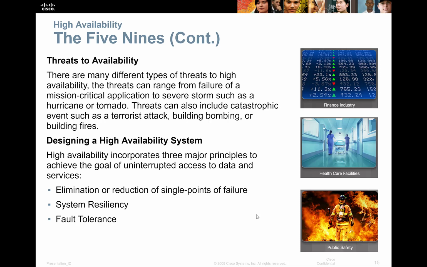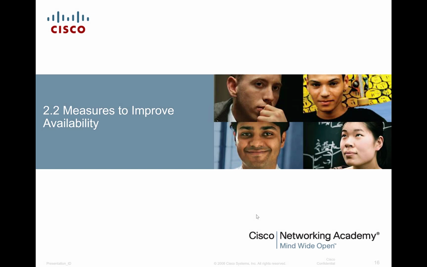Okay. Any questions on the five nines and that portion of availability? Does that make sense, what it is and what we can do to prevent our systems from going down, at a high level?